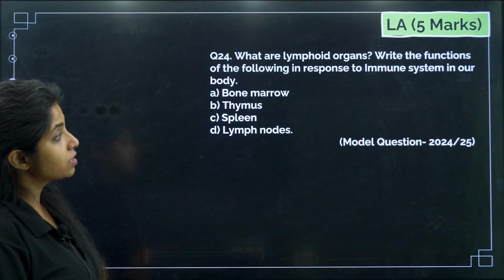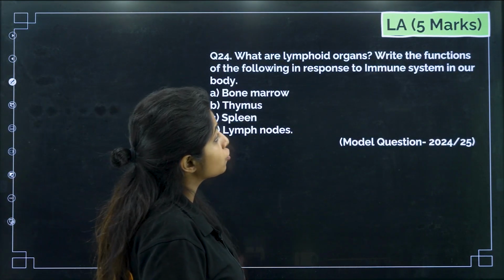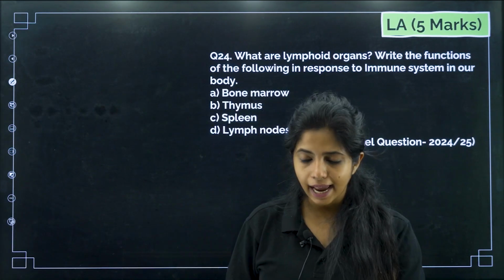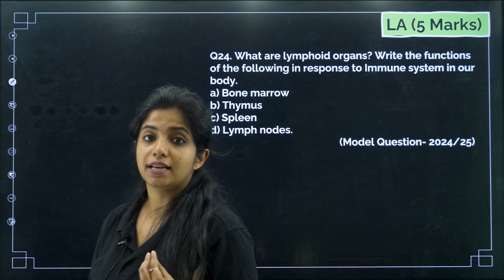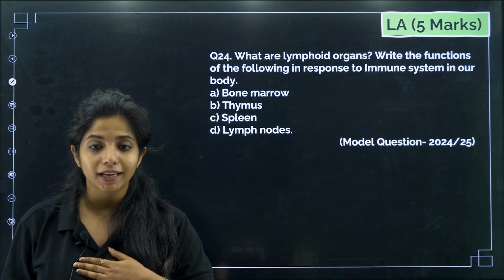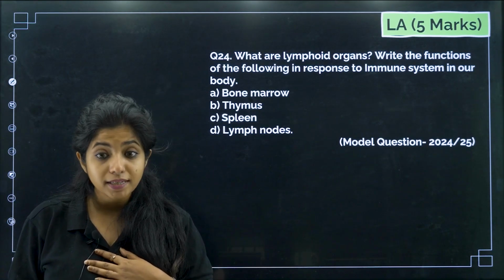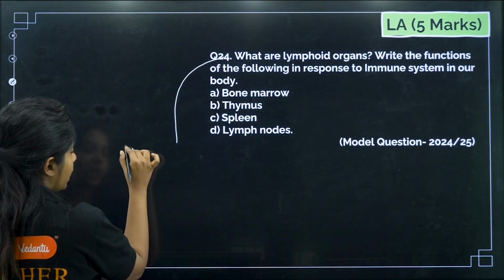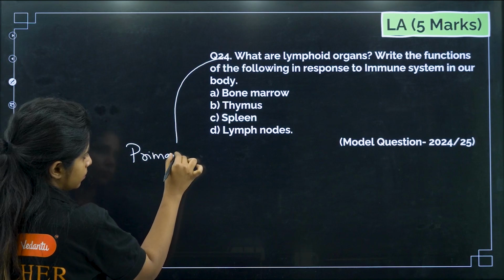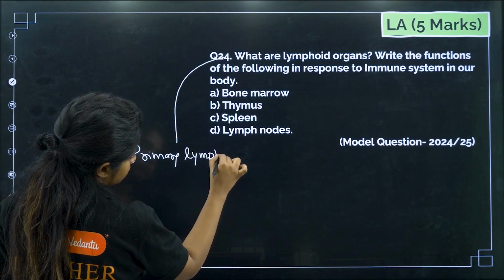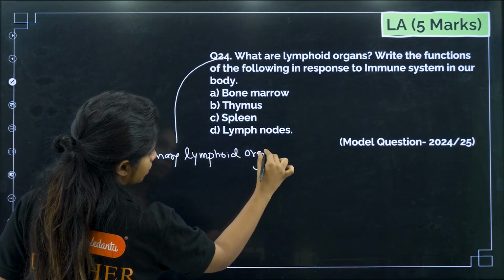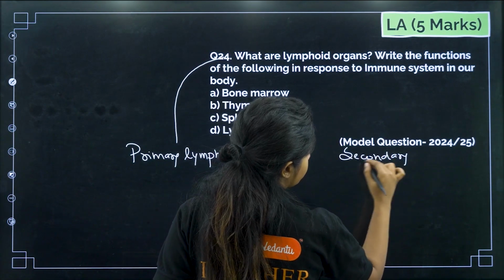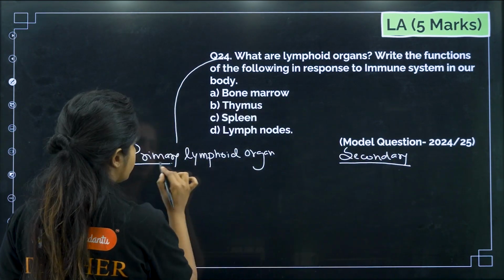What are lymphoid organs? Write the functions of the following in response to immune system in our body. So what do you think are lymphoid organs? I'll say lymphoid organs are those organs which would be making very important cells, that is WBCs and things like that. So I can categorize lymphoid organs into two. One is primary lymphoid organ, and the other ones are known as secondary lymphoid organs. Okay, one is primary and the other one is secondary.